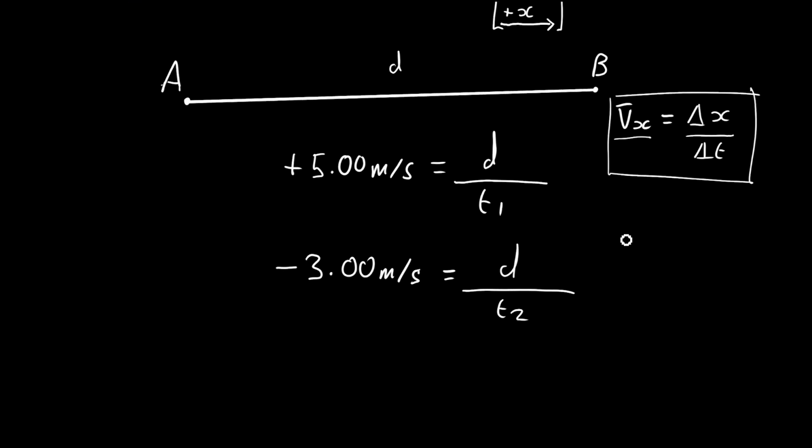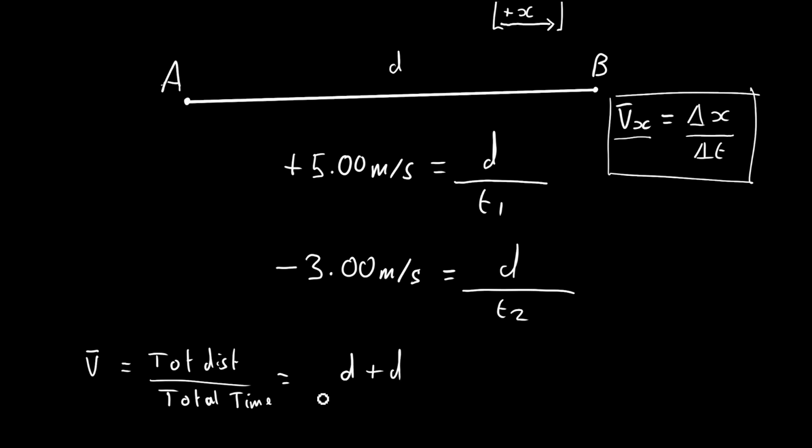So effectively, what we're saying is we want the average velocity over the entire trip. That will be part B of the question, but it also works for speed here, which is the total distance over the total time. And this total distance is 2d, or d plus d, over the total time, which is t1 plus t2.